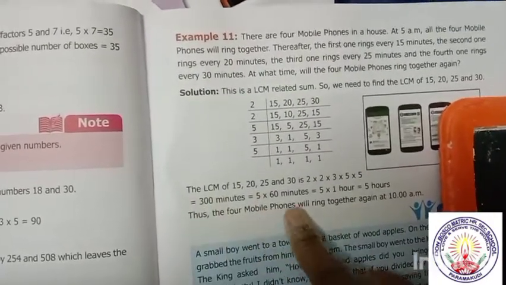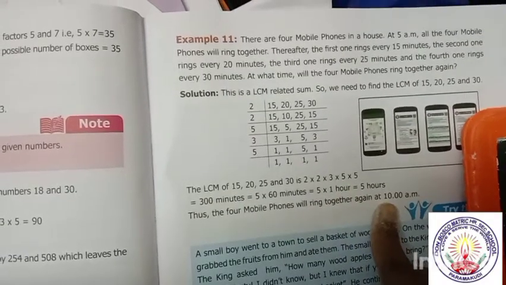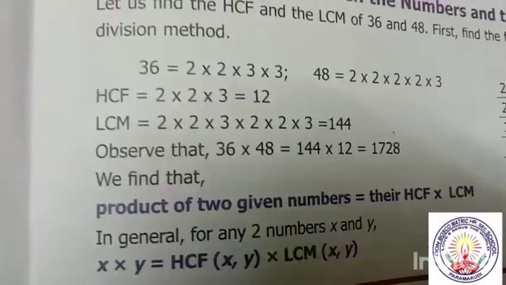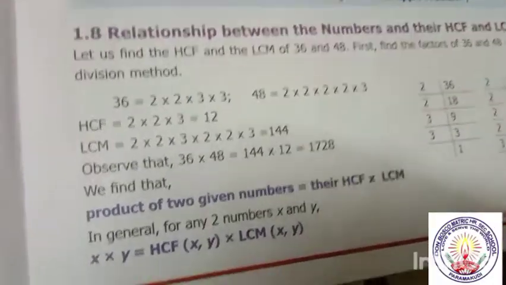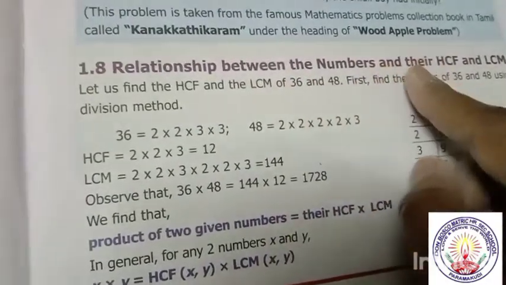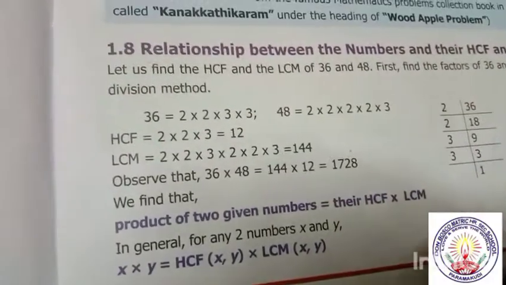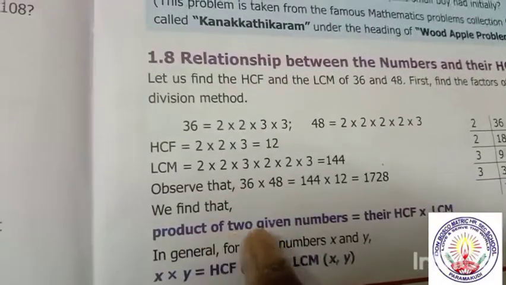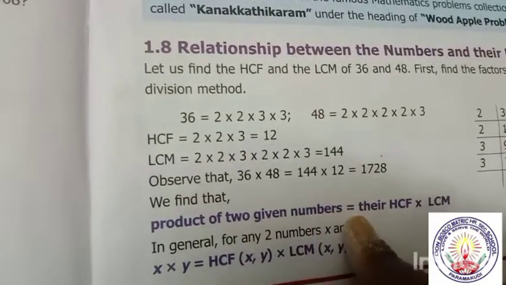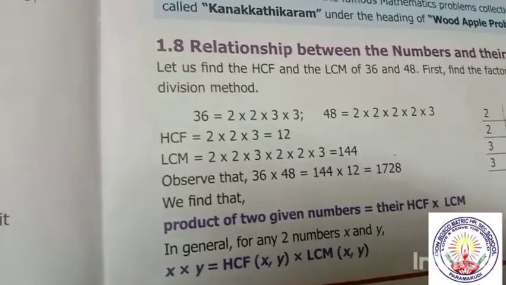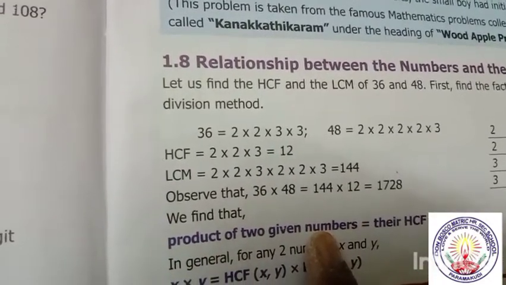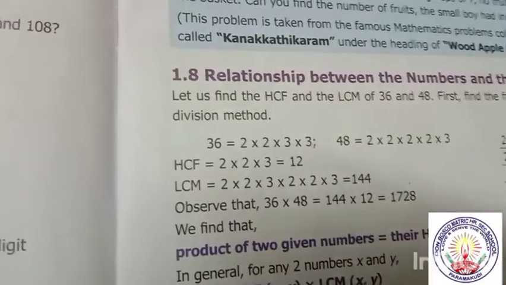Thus the 4 mobile phones will ring together again at 10 AM. Now the relationship between the numbers and their HCF and LCM. So here we will see the relationship between the numbers and their HCF and LCM. One formula is that the product of two given numbers is equal to their HCF into LCM.